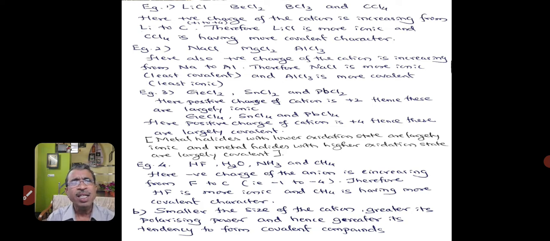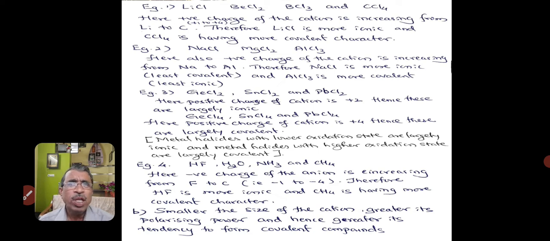Let us take another example, the third one, germanium chloride, tin chloride and lead chloride. Here the valency of germanium is +2, tin is +2 and lead is +2. All the three have the same valency, but their sizes are different. So here positive charge of the cation is +2, hence these are largely ionic in nature.